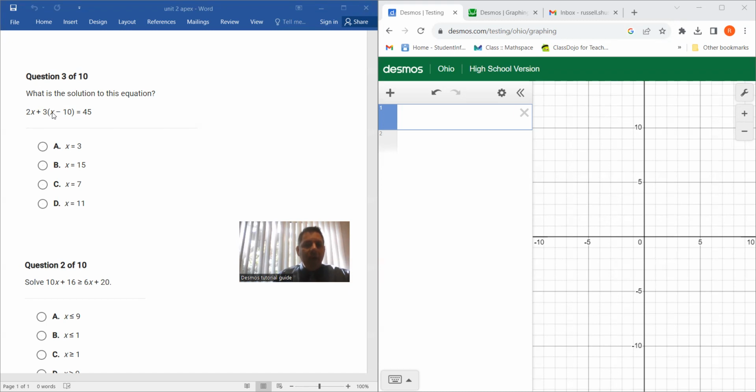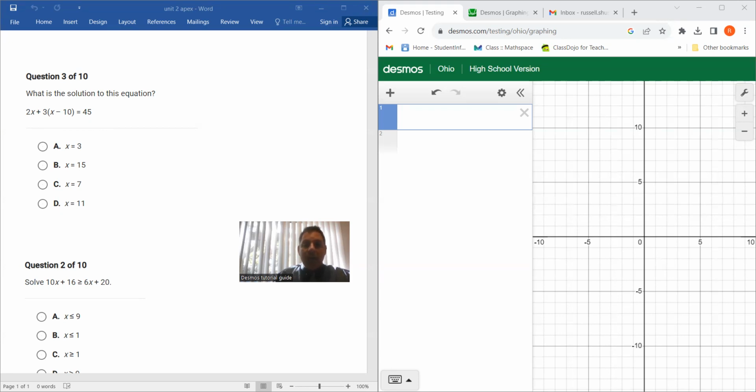Distributing the 3 through the x and through the negative 10 would make 2x plus 3x minus 30. 2x's and 3x's make 5x's. 3 times negative 10 makes negative 30. You would add the 30 to both sides, divide by 5, and you would get your answer. It's good to know how this works.